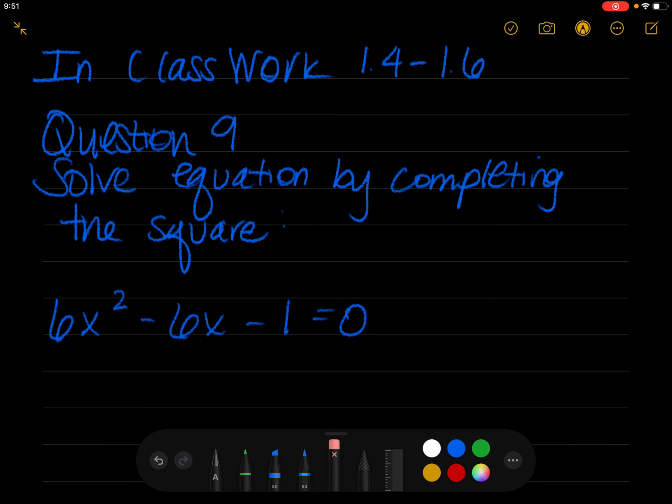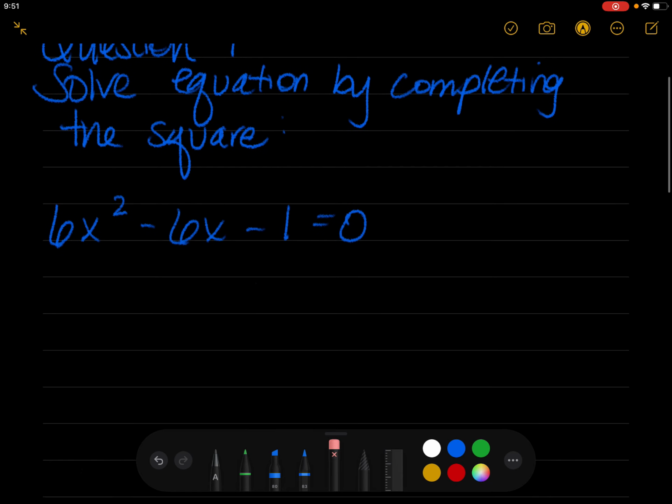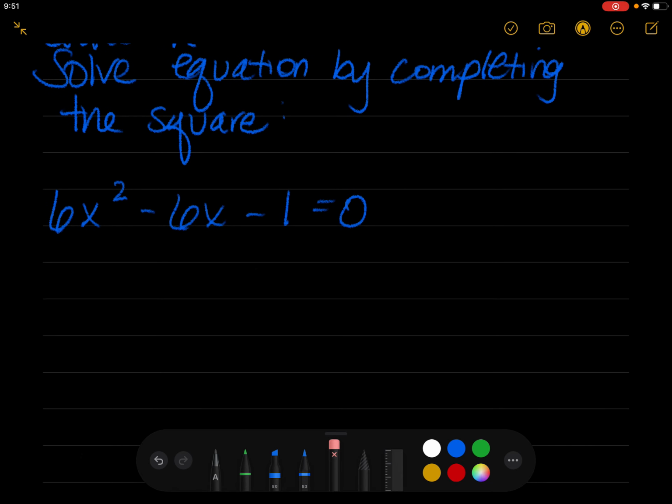We are going to look at a problem from the classwork covering sections 1.4 through 1.6. We are going to look at question 9, which asks us to solve the equation by completing the square. We begin with our equation, 6x squared minus 6x minus 1 set equal to 0.